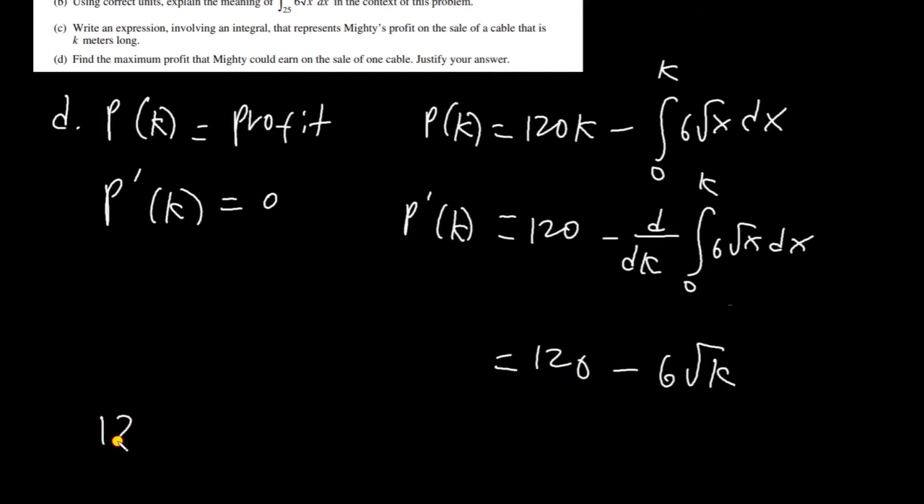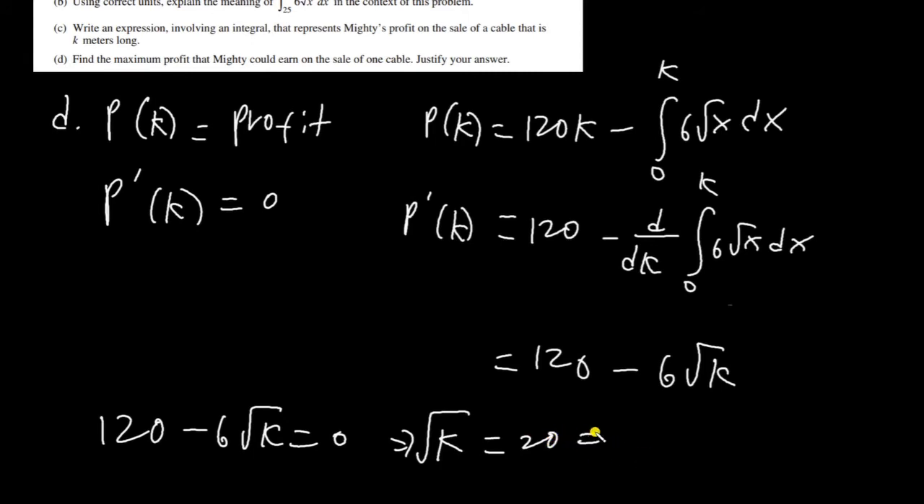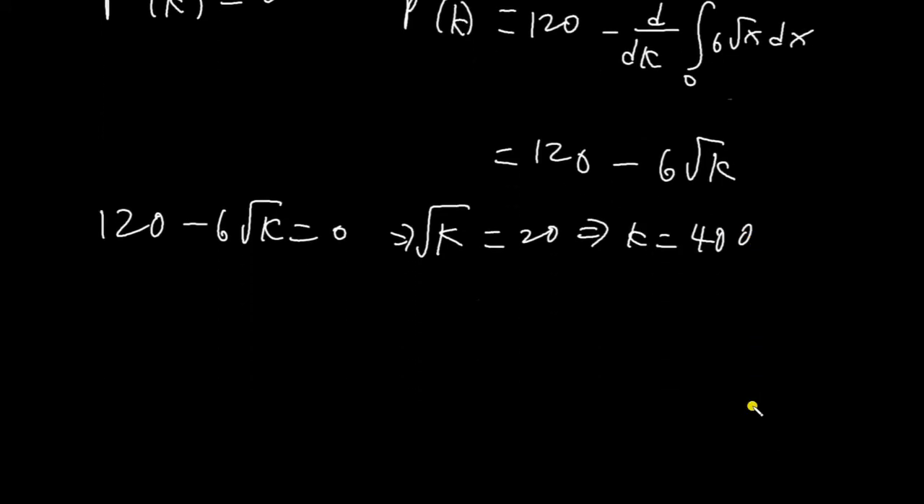So on a new line, 120 minus 6 square root of K equals 0. Solve this. We can subtract and divide 120 by 6. We get square root of K is equal to 20. So that would mean that K is going to equal 400, right? That's the length of the cable, by the way.